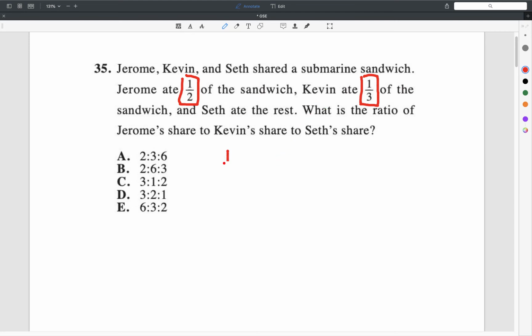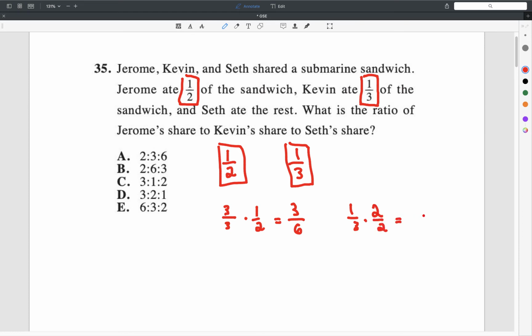So the least common denominator between 1/2 and 1/3 is going to be 6. So to get this in terms of a sixth, we need to multiply both the numerator and the denominator by 3. So let's do that. 3 over 3 times 1/2 gives us 3 over 6. And then to get this to be in terms of sixths, we need to multiply the numerator and denominator by 2. You get 2 over 6. And so now, Jerome ate 3/6 of the sandwich, Kevin ate 2/6.